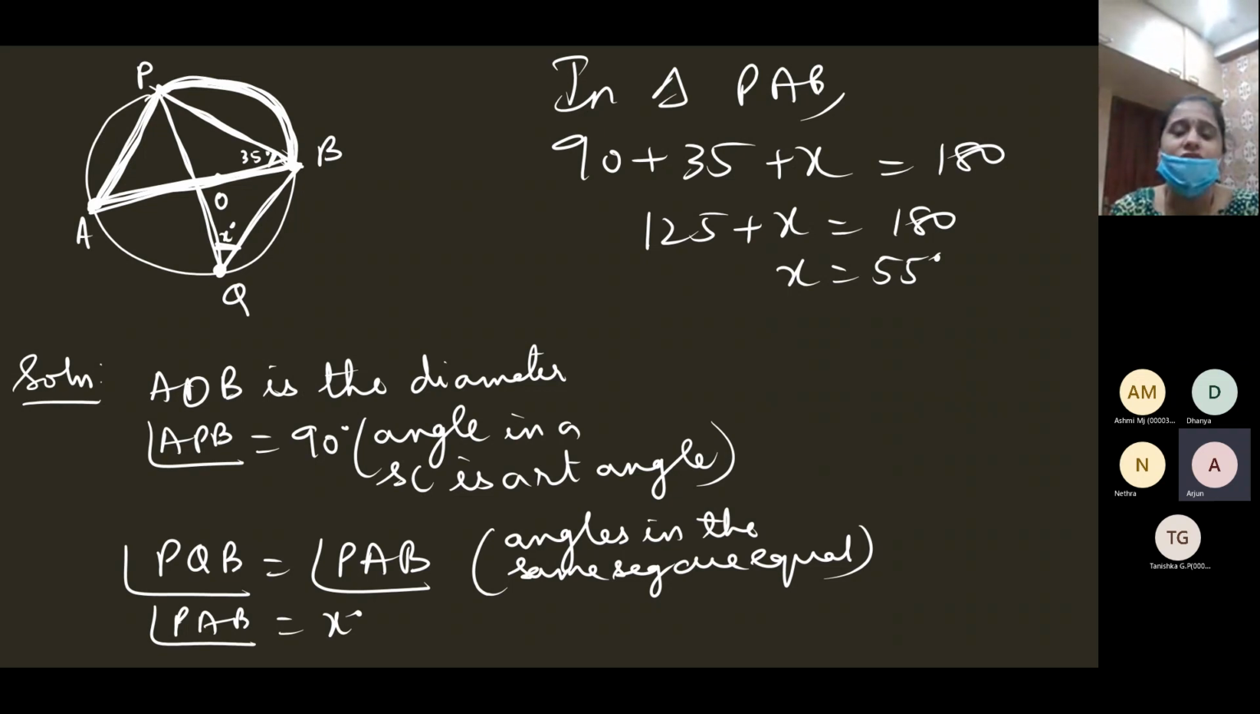First, whenever in the figure there's a diameter, you should try to use angle in a semicircle as a right angle. Whenever there's a diameter, angle in a semicircle as a right angle will be used. So first do that. And then you can see in triangle PAB, you know two angles, 90 and 35. So you can find the third angle. And that third angle is only X.